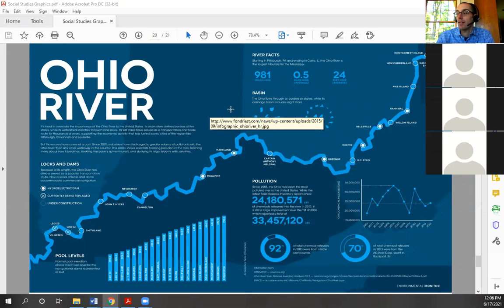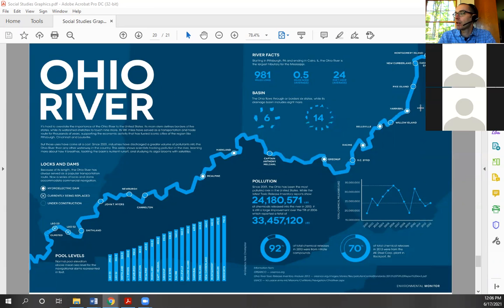So this is an infographic: information, graphic, visual information about the Ohio River. This squiggly line is a map, right? You may think it's a graph, but it's a map of the Ohio River. The Ohio River starts at Pittsburgh, Pennsylvania, and this gives you different towns. And then it gives you facts, right? Just facts. It's 981 miles long. It's 0.5 miles wide on average. It's 24 feet deep on average. It just gives you different pieces of information.